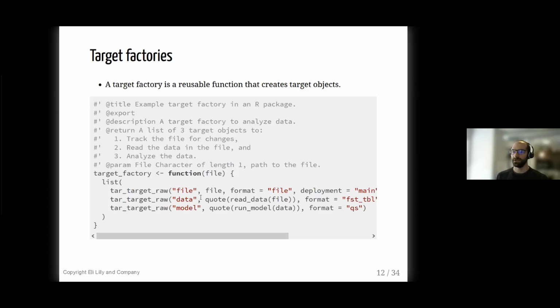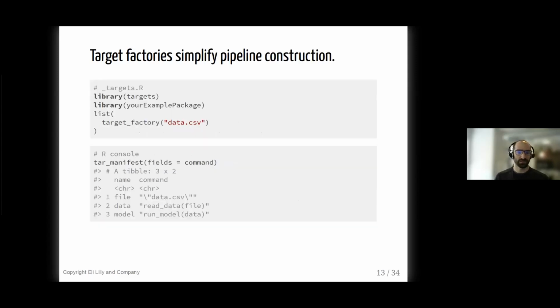Ideally, a target factory is part of a package, and so when the user loads your example package with that target factory, they only need to call this target factory once on some data, but they get 3 different targets for free. And if you've tested and developed the package correctly, the user can be confident that these targets are connected in the graph appropriately. And that cuts down a lot of the cognitive load that users experience when they use targets.